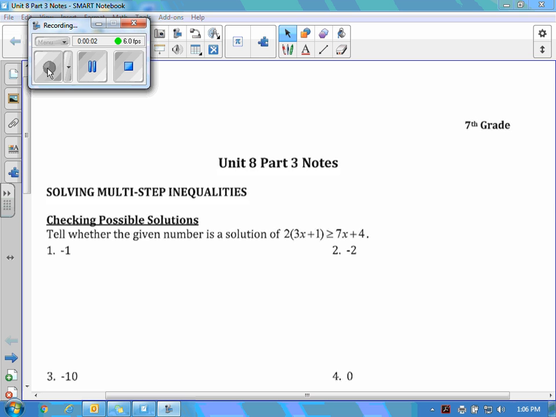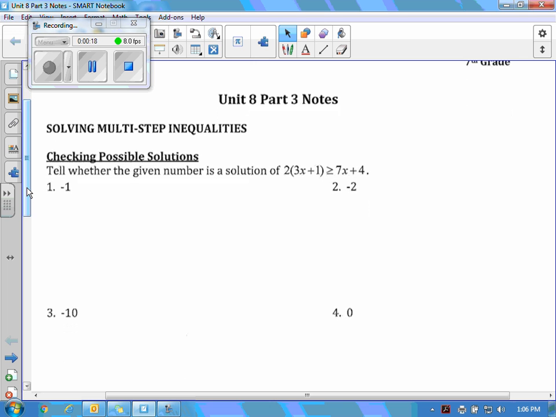In Unit 8, Part 3, we're now looking at solving multi-step inequalities. So we've done the intro to inequalities, we've done addition, subtraction, and then we've done multiplication, division. Now we're going to do multi-step, just like we did with solving equations. So again, the first thing we're going to do is check possible solutions. This time it's just going to be more difficult.